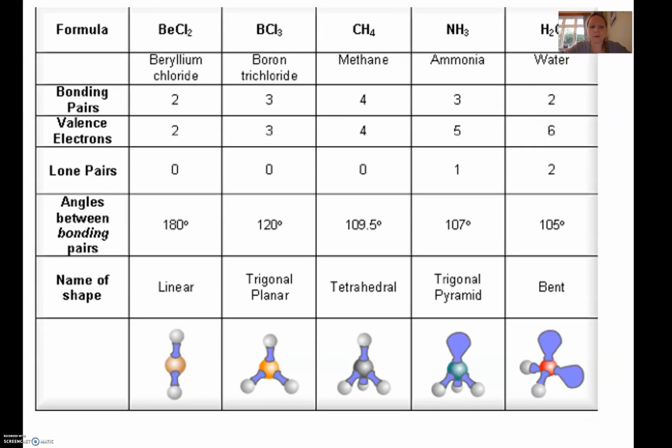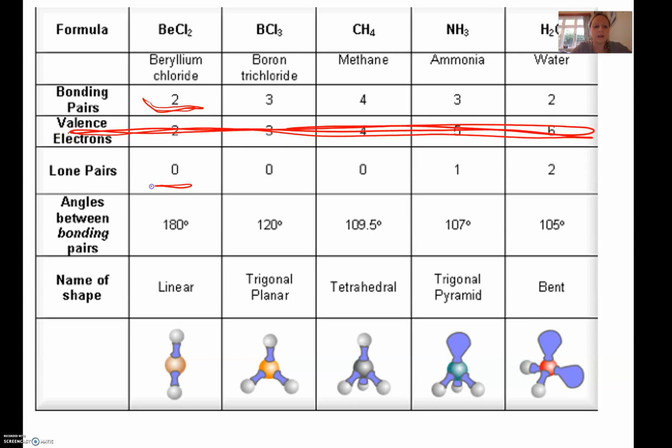So just some examples here that you can see. We don't actually draw lone pairs when we draw a shape, which I'll show you in a second, but you can see here there are 2 bonding pairs. Don't worry about this column, I'm just going to cross this out. There are 2 bonding pairs, 0 lone pairs, so the shape is linear, bond angle 180. If you've got BCl3, there are 3 bonding pairs, 0 non-bonding, so therefore it's trigonal planar 120.